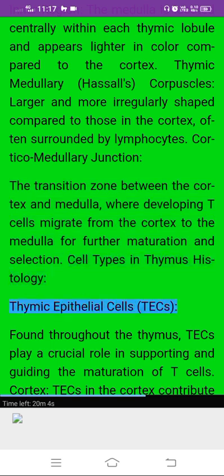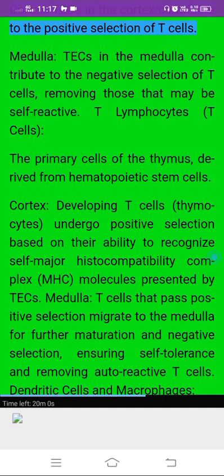Cell types in thymus histology. Thymic epithelial cells, TECs. Found throughout the thymus, TECs play a crucial role in supporting and guiding the maturation of T cells. Cortex. TECs in the cortex contribute to the positive selection of T cells. Medulla. TECs in the medulla contribute to the negative selection of T cells, removing those that may be self-reactive.